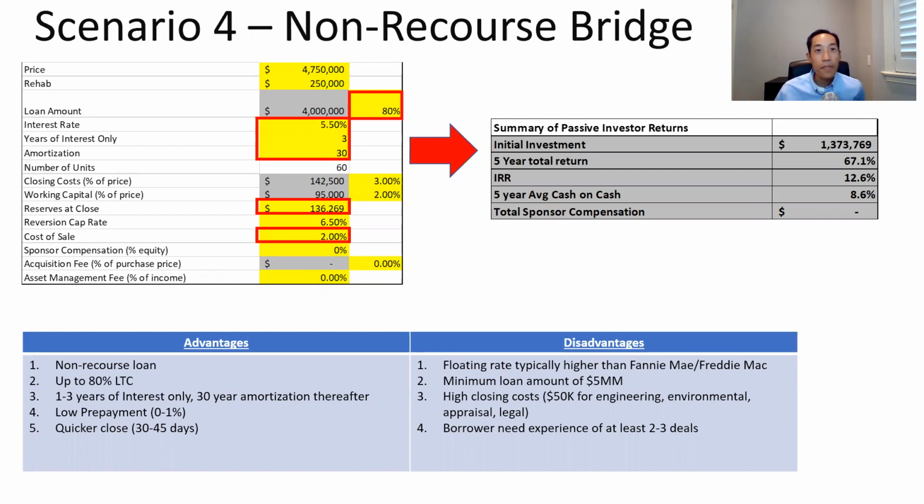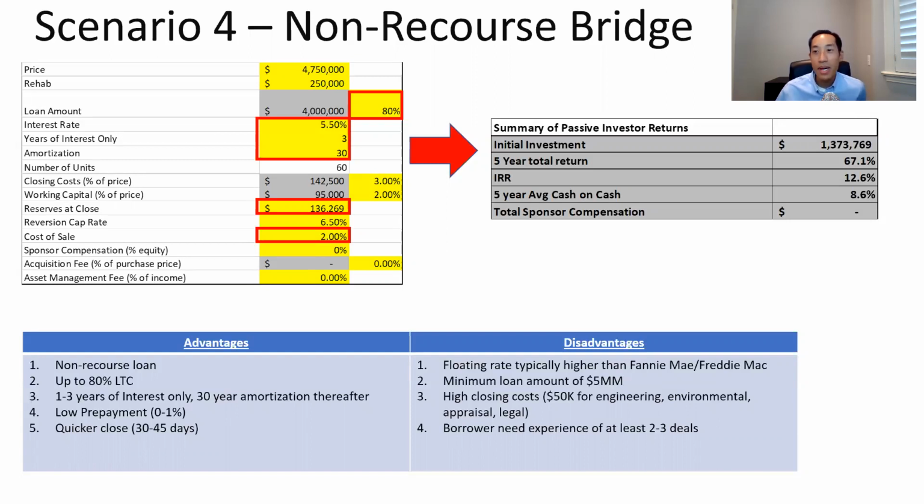So they can go up to 80% loan to cost. The interest rate is higher, so it's 5.5%. The years of interest only is about 3. So they're going to do IO, the full term, amortization 30 year after that. The reserves, I assume 6 months. So this is going to vary by the bridge lender, but about 6 months is a good number. And in cost of sale, they're usually just going to be a 1% prepay to get out of these loans.